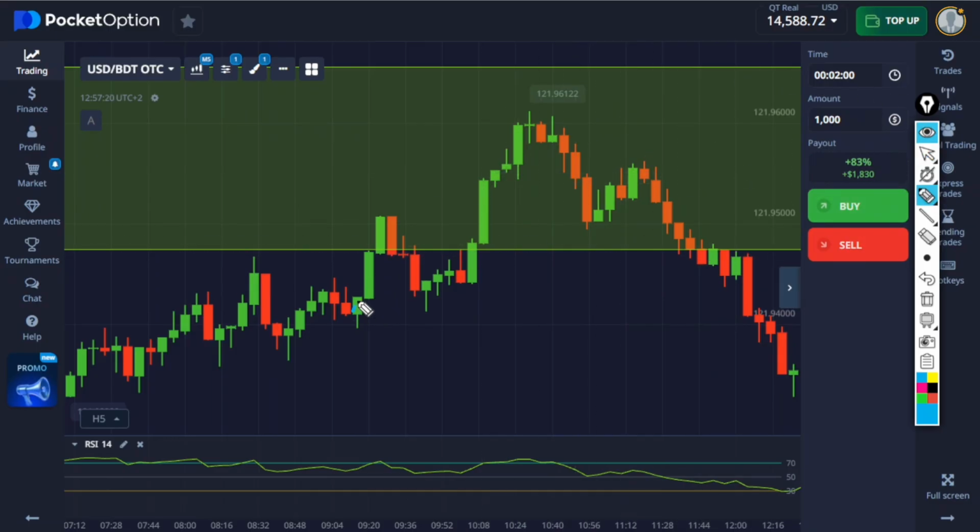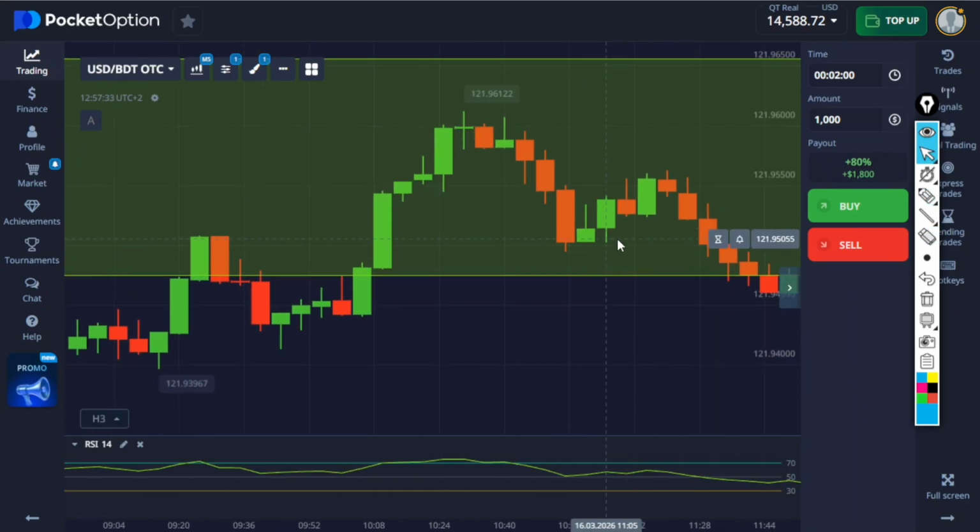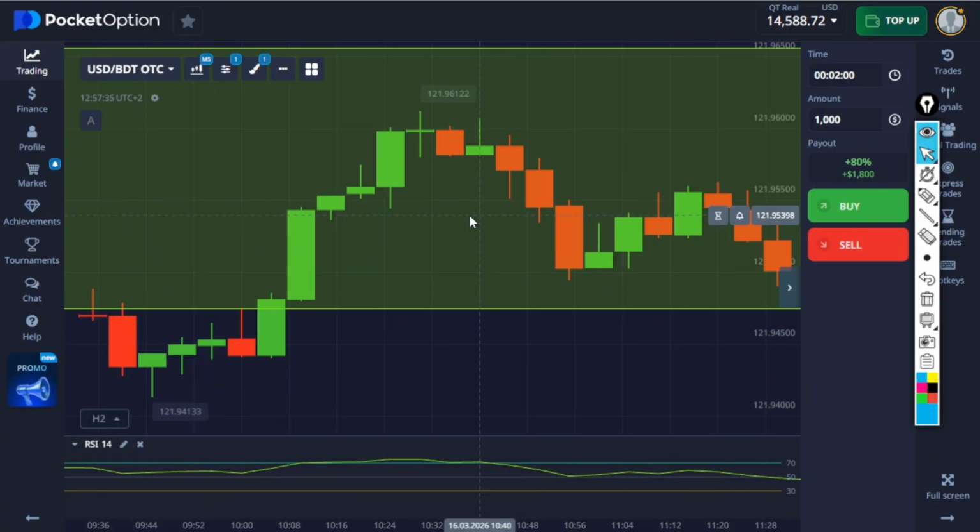So shortly after pushing up into the zone, we got a small pullback and then price pushed even deeper into the zone. Okay, this is beautiful. We can work with this now. This is what we want to see. So if we zoom in a little bit closer here, we get a push into the zone.